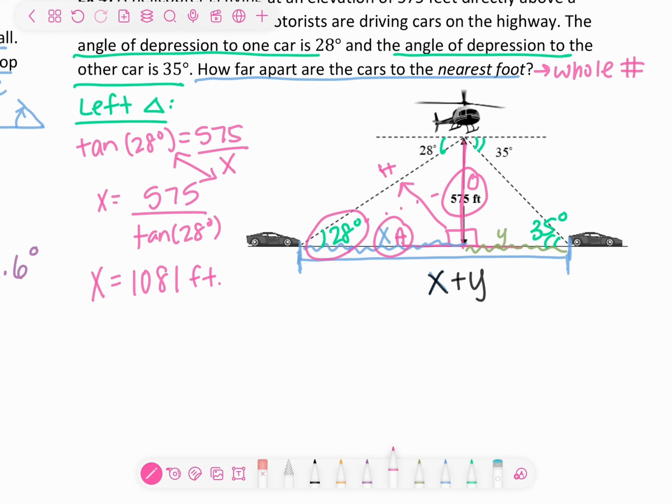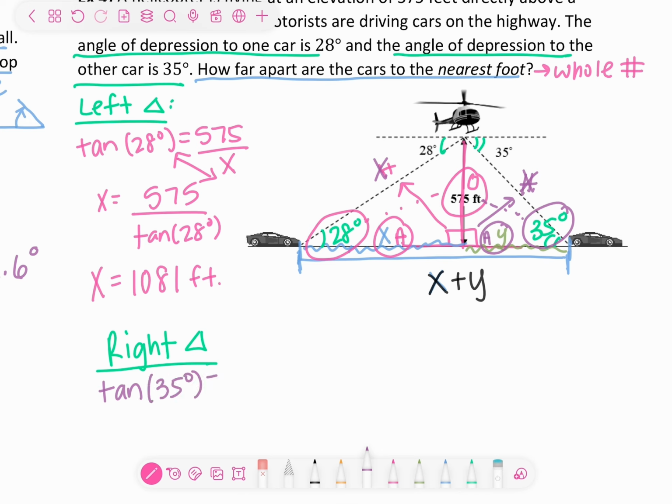So now we do the same thing with the one on the right. So now we're going to do the right triangle. I don't mean like an actual right triangle. I mean the one on the right, which is the other one, which is this one here. Okay, so we have our reference angle of 35 degrees. Again, we don't have h, so we don't need to worry about it. And then we have opposite side again is 575. This time the adjacent side is y. So we're looking at the tangent again, because we have O over A. The tangent of 35 degrees equals 575 over y.